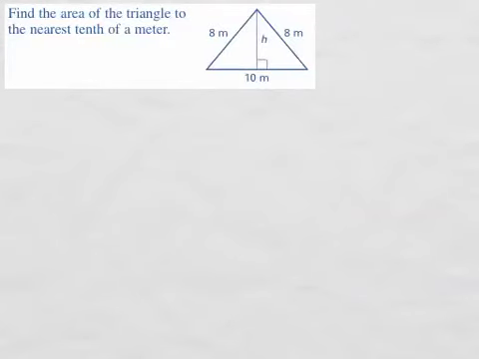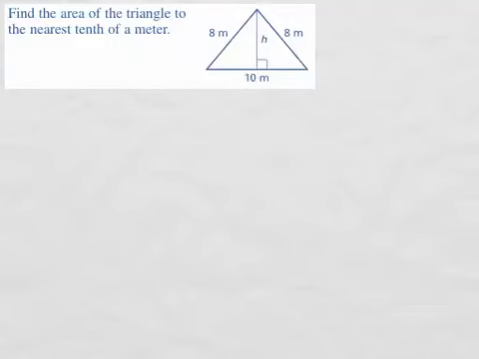This next example asks us to find the area of the triangle to the nearest tenth of a meter. Notice that I have an isosceles triangle with side lengths of 8, 8, and 10. To find the area of a triangle, I have to do 1/2 base times height. The height is what I have a problem with because it is h right now.